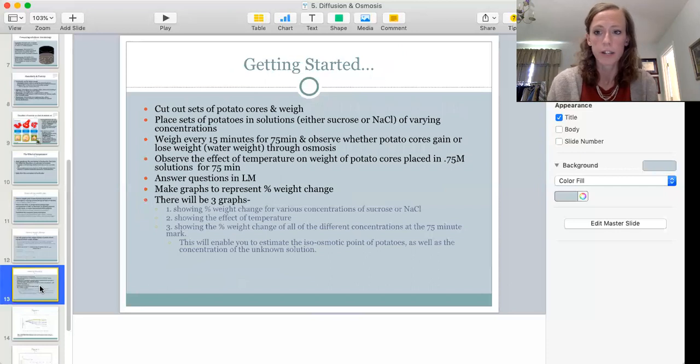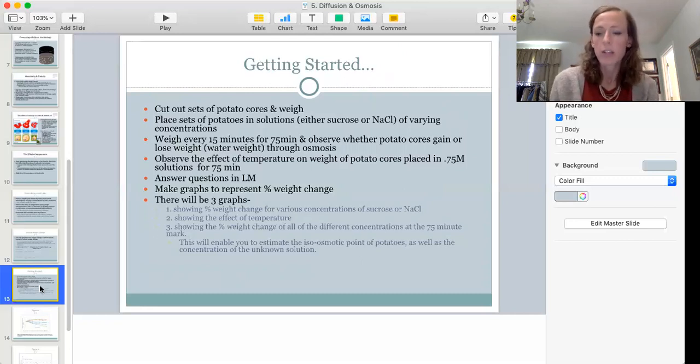All right, let's move to the next slide. Practically speaking, for lab this week, you're going to start by cutting out potatoes. We have little cork borers, little drill apparatuses that you will use to cut out pieces of potato, weigh them, and then you're going to place them into solutions of either sucrose or sodium chloride. And these solutions will vary in concentration. You're going to weigh your potatoes every 15 minutes for 75 minutes, and then record and graph whether or not the potatoes gain or lose weight in each of the different concentrations.